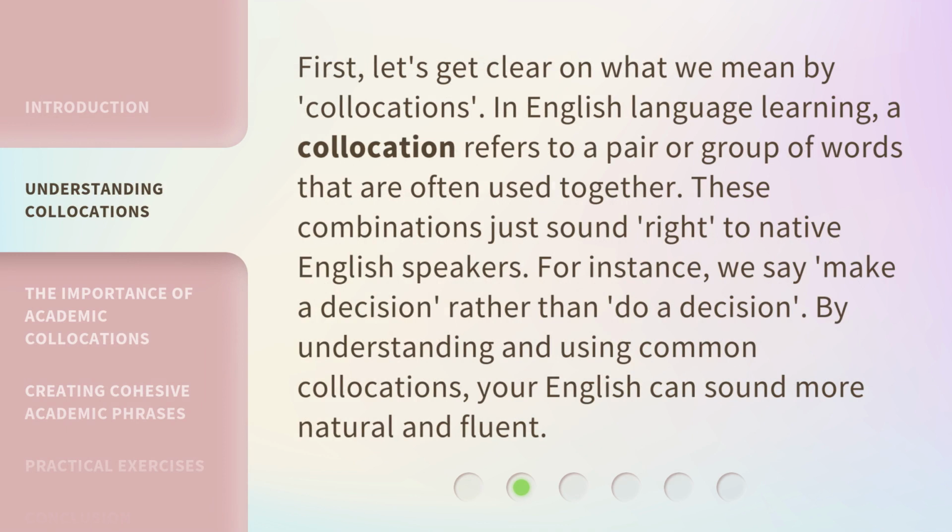First, let's get clear on what we mean by collocations. In English language learning, a collocation refers to a pair or group of words that are often used together. These combinations just sound right to native English speakers. For instance, we say, make a decision, rather than do a decision. By understanding and using common collocations, your English can sound more natural and fluent.